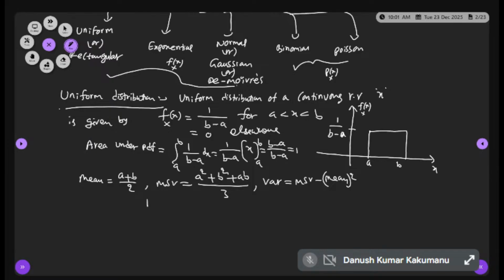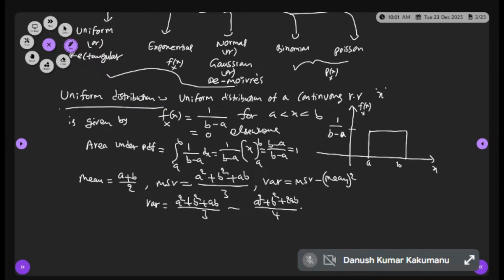See, variance is equal to mean squared value minus mean whole squared. What is the mean squared value? A squared plus B squared plus AB. What is the mean whole squared? A plus B by 2 whole squared, which is A squared plus B squared plus 2AB by 4.